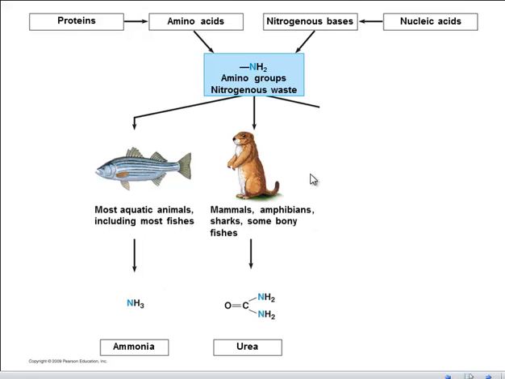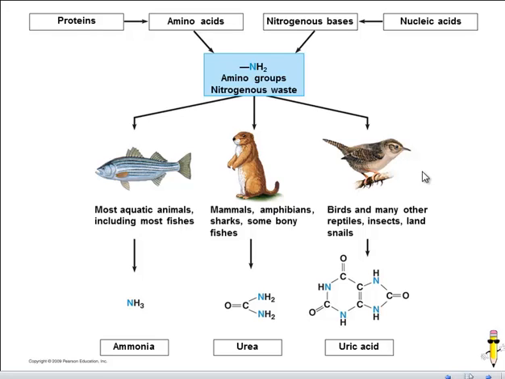If, however, you live on land, like most mammals, amphibians, and then there are some fishes as exceptions, that amino group is going to get converted into a chemical called urea. Now, as you can see, urea is a good deal more complicated than ammonia, so this takes extra energy to produce urea. However, urea is much less toxic than ammonia, so we don't need as much water to dilute it.